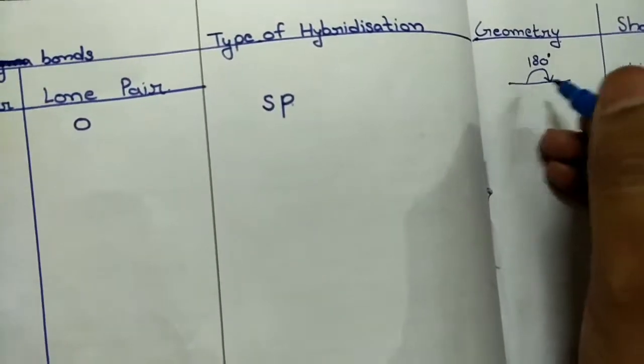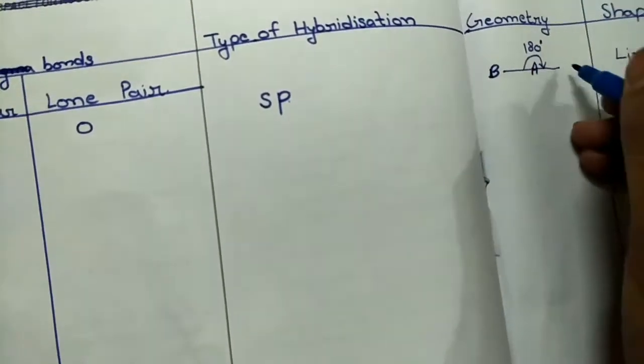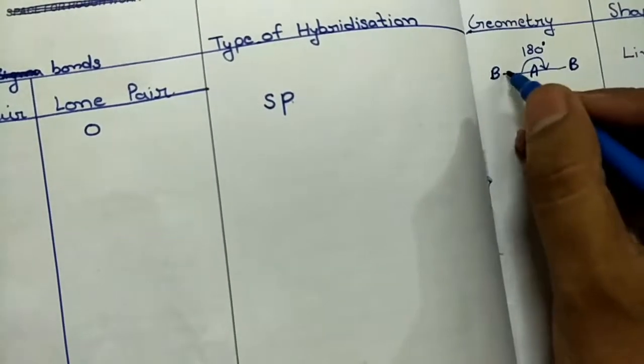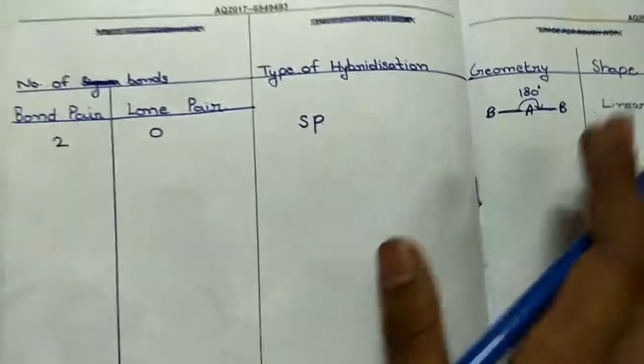If we have three elements, A would come here, with one bond pair here and another bond pair here. So we have two bonds, one bond and two bond. The shape is linear and the angle is 180 degrees.